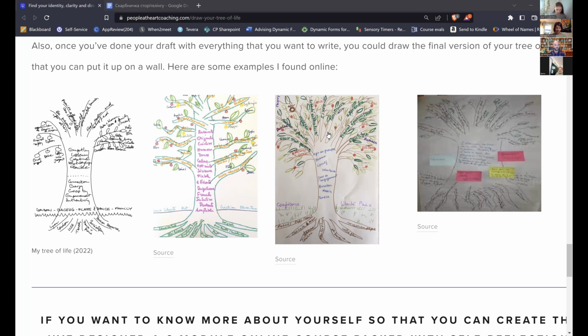You can write down your names for your culture or your language, your favorite places.